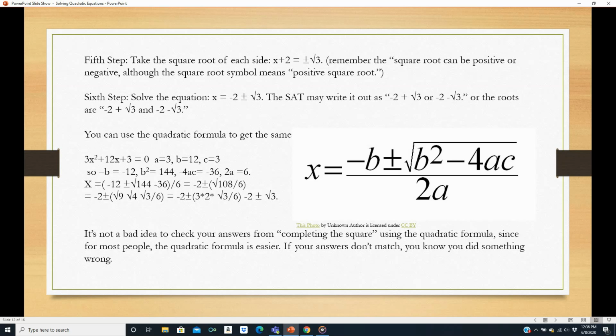As I said before, make sure you watch out for those pesky negative signs and make sure you've got them right. It's not a bad idea to check your answers from completing the square using the quadratic formula, since for most people, the quadratic formula is easier because they use it more. That's certainly where I fall. And you could do it the other way. You could also check your quadratic formula answer by completing the square if you're happy with that. If your answers don't match, then you know you did something wrong, so it's always a good idea to check your work, even if you just check it using the same method, because one negative sign turns a right answer into a wrong answer, for example.